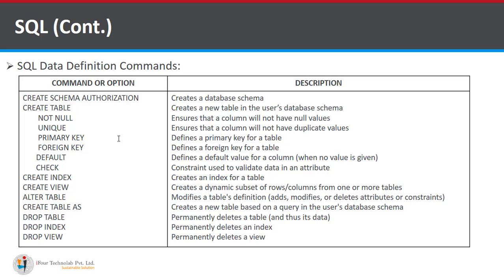Create index, for creating indexes for a table. Create view, creates a dynamic subset of rows or columns from one or more tables. It behaves similarly to a table, but it is a virtual table. You can say a view is like a virtual table. Alter table, for modifications of a table structure, to add a column, to modify a column, or to delete a column, or to change data type, or whatever you want to do using an alter statement, it is possible. Create table, to create a new table. Drop table permanently deletes the table. Drop index permanently deletes the index. Drop view permanently deletes a view.